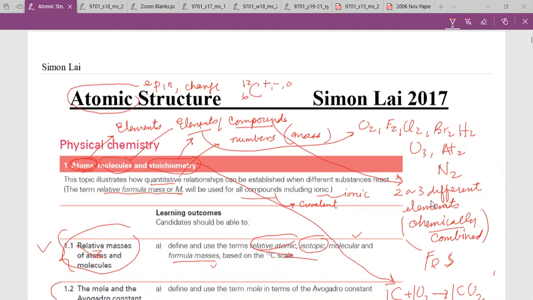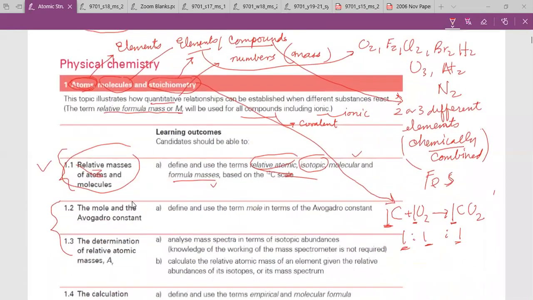Hi there, good morning. Today we are on to part 2 for AS Lower 6 Physical Chemistry on atomic structure. If you look at the syllabus, we have done the first part here, physical chemistry: atoms, molecules, and stoichiometry. We have covered the first and the third. We'll do the mole and Avogadro's constant later when we do the calculations, okay?